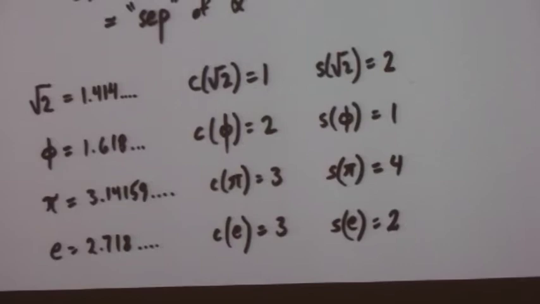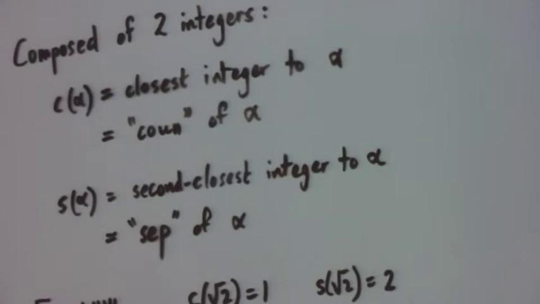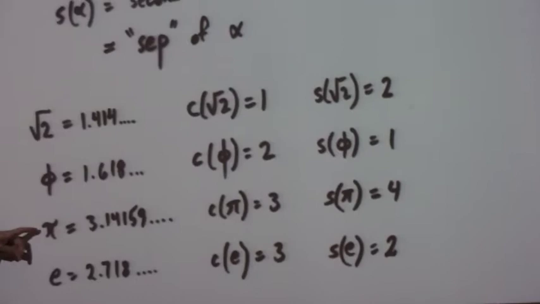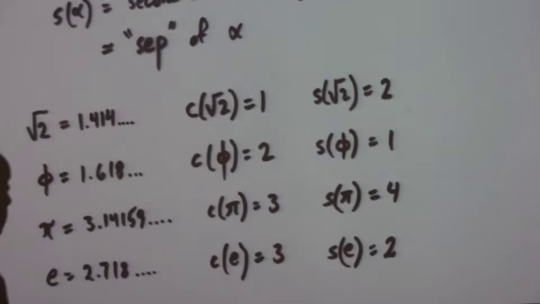And the sep, as I called it, I called it that because it's a separator. It always occurs isolated, whereas the caon is the thing that occurs in different clumps. So you count the number of caons between seps, and you get a new sequence. Here are just some examples. You take pi, the caon is 3 and the sep is 4. You take e, the caon is 3 and the sep is 2, and so forth.